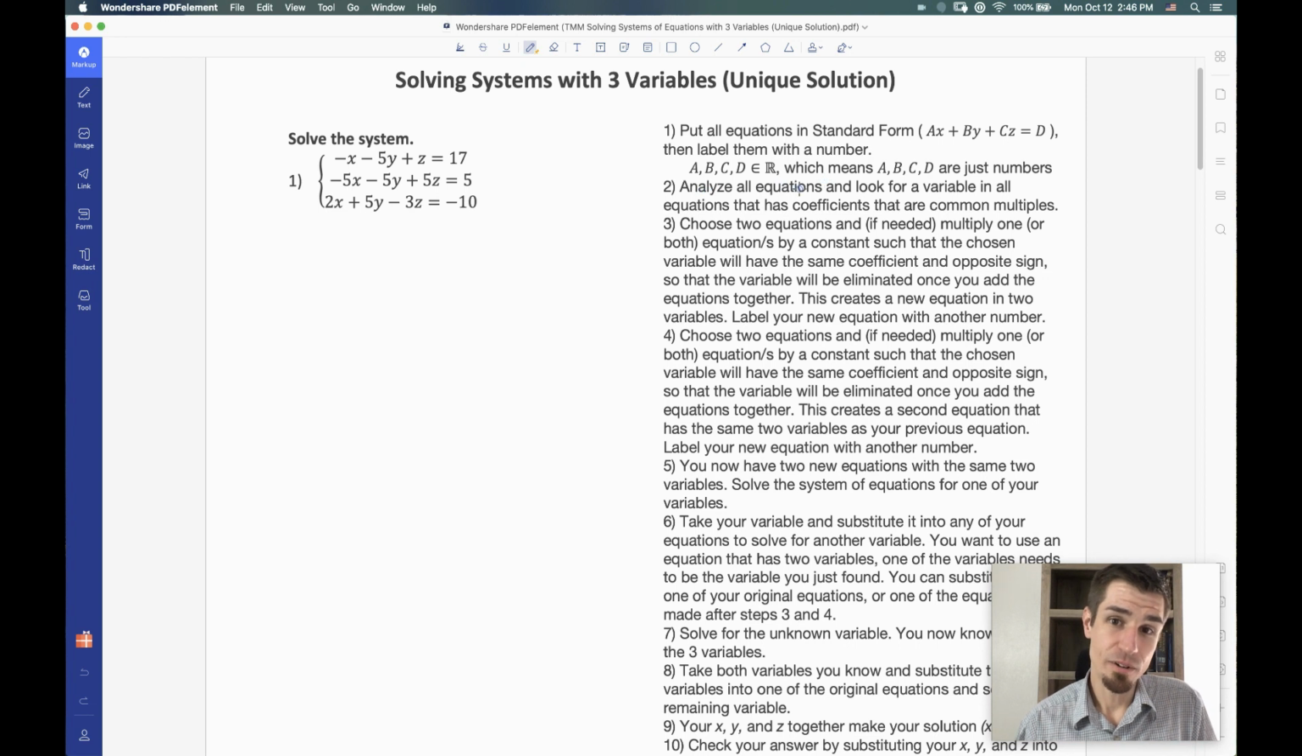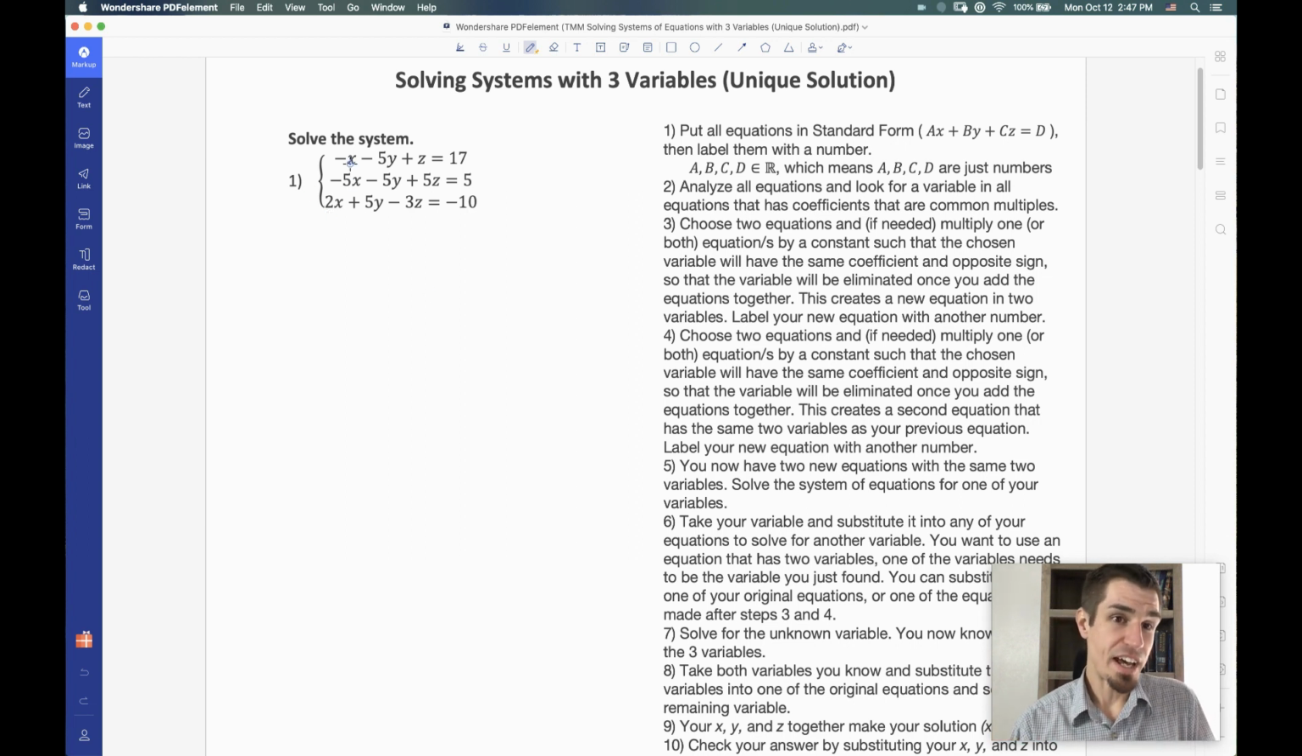So this is the key here though. We want to analyze all our equations and look for a variable in all equations that has coefficients that have common multiples. Basically what that means is you want to be thinking about where you're going. Where you're going is you're going to add some equations together. It will eliminate one of the variables and then you're going to do that again. So really what you want to do is eliminate one of the variables out of all 3 of these equations. So you take a look at the coefficients of x, y, and z and see if any of these are going to set it up to where you can add some together and it'll be a little easier.